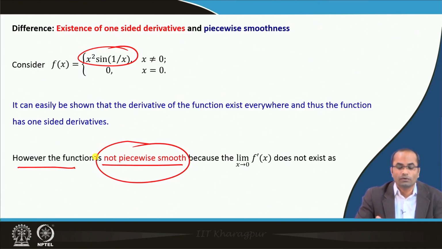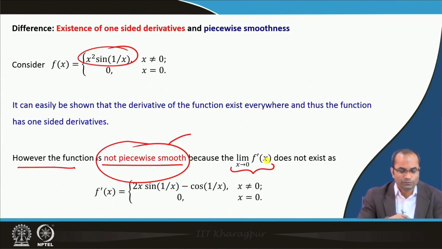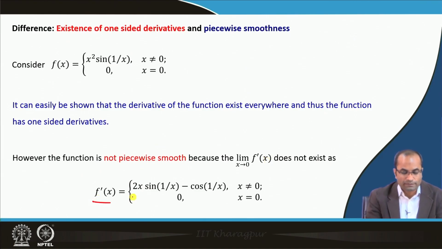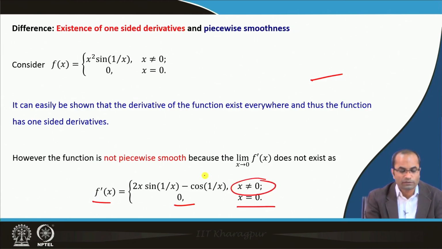Indeed, this is a differentiable function, the derivative exists everywhere, but it is not piecewise smooth, because f prime x is not piecewise smooth. If we compute f prime x, at x equal to 0 the derivative is 0, as we have just evaluated, and when x is not equal to 0 we can differentiate this directly, there is no issue.